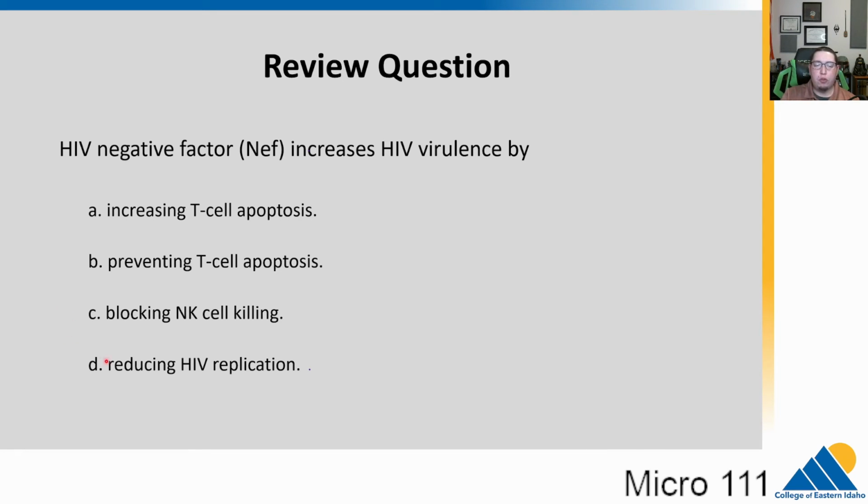Okay, hopefully you spotted the one that makes no sense. HIV would not be more virulent if it reduced its own replication, right? So that one's out. We didn't talk about natural killer cells with HIV, so hopefully you eliminated that one. That leaves two apoptosis ones. So remember what was happening in apoptosis. This is programmed cell death. Preventing cell death leads to more viral particles being made because the virus needs the cell to reproduce. So preventing T cell apoptosis is the role of Nef here.